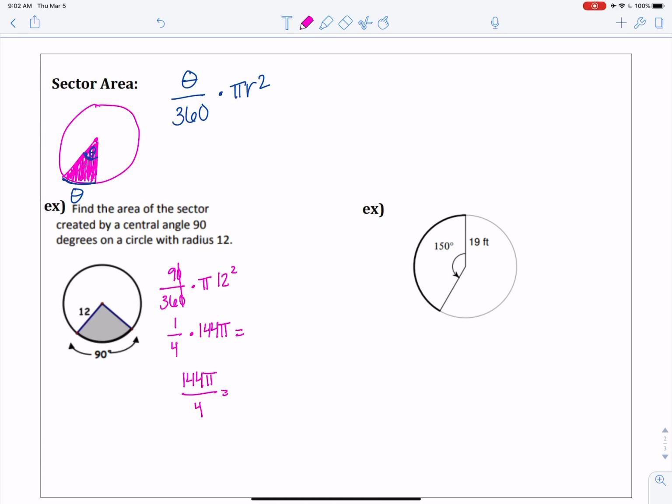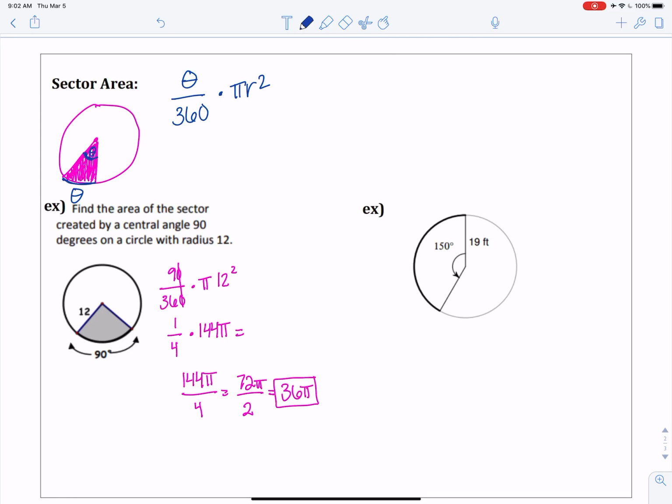So I can divide both of those by 2 at least. So that makes 72 pi over 4. I'm sorry, not over 4, over 2. And that would be 36 pi. So the area of that shaded region would be 36 pi.